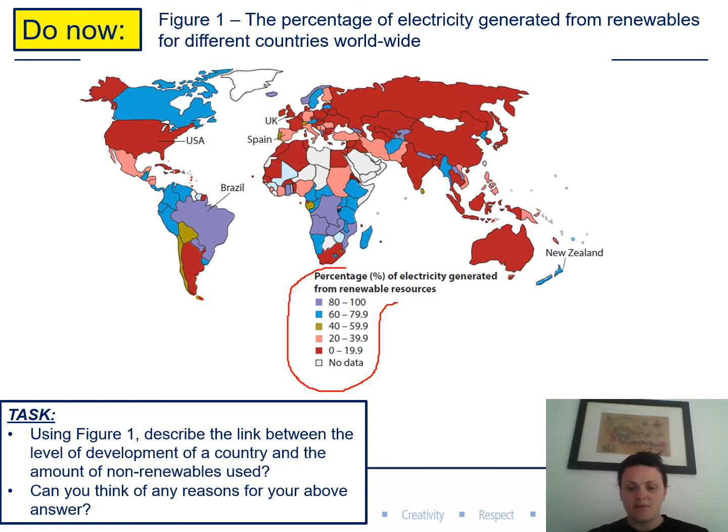Using figure 1, describe the link between the level of development of a country and the amount of non-renewables used. So you've got to really know your countries. Think back to year 7 and year 8 when we've been doing this, and think about how developed each country is, and then look at the percentage of renewables that they use. Is there a link?